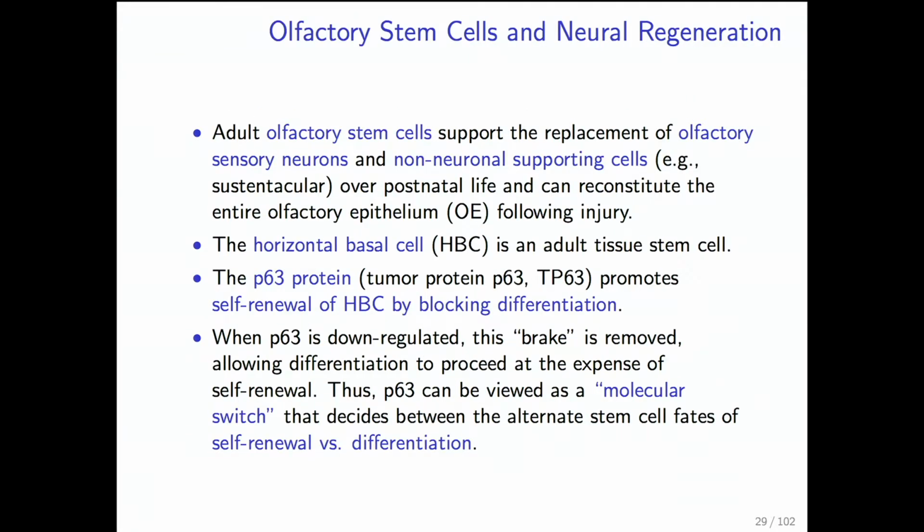Okay, so now let's move to the actual biological question that motivated our work. This is part of a collaboration with the Ngai Lab. And the Ngai Lab was interested in studying the differentiation of stem cells in the mouse olfactory epithelium. And we're focusing here on horizontal basal cells, or HBCs. They're adult tissue stem cells. And it turns out that the p63 protein promotes self-renewal of HBCs by blocking differentiation. So you can think of this p63 protein as a switch that decides between two alternative fates, self-renewal or differentiation.